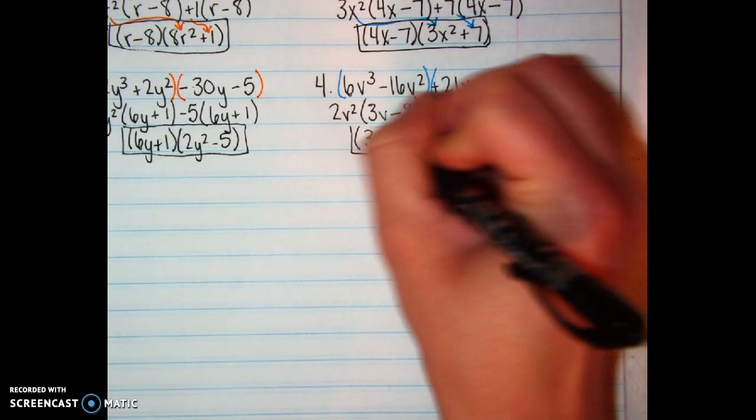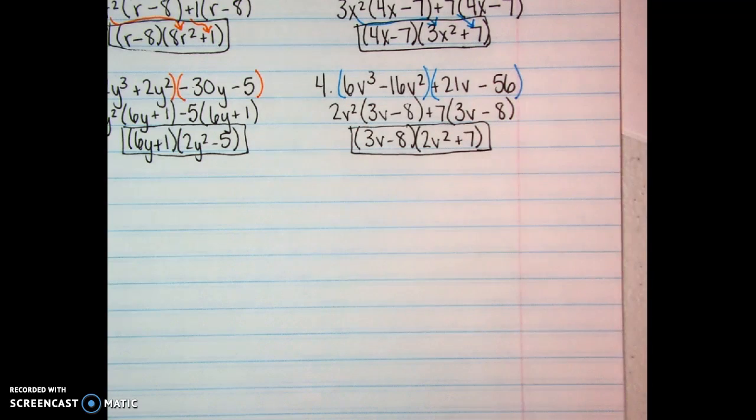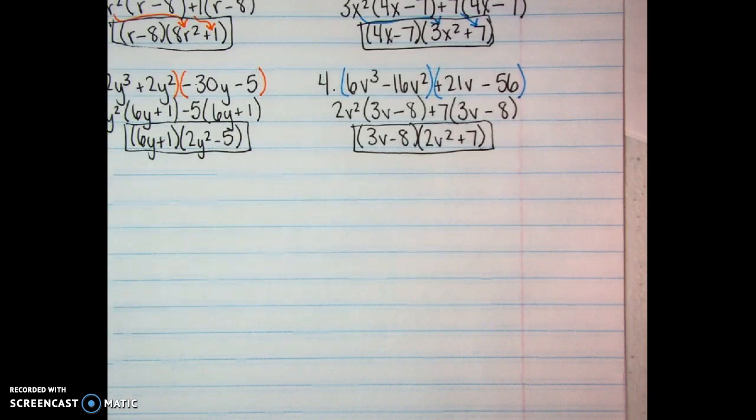And it does not matter to me which set is first. 2v squared plus 7 could be first. That's fine by me. That's probably the more proper way to write it anyways, but that's okay.